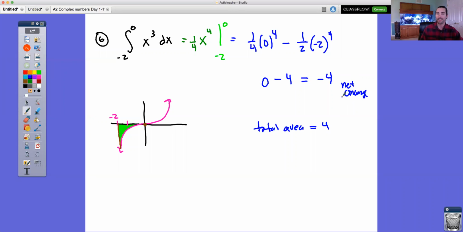So this is like you drove the car backwards to -2. You went back in time. How far did you go? I went backwards 4. How far did I go in total? 4 miles or whatever.